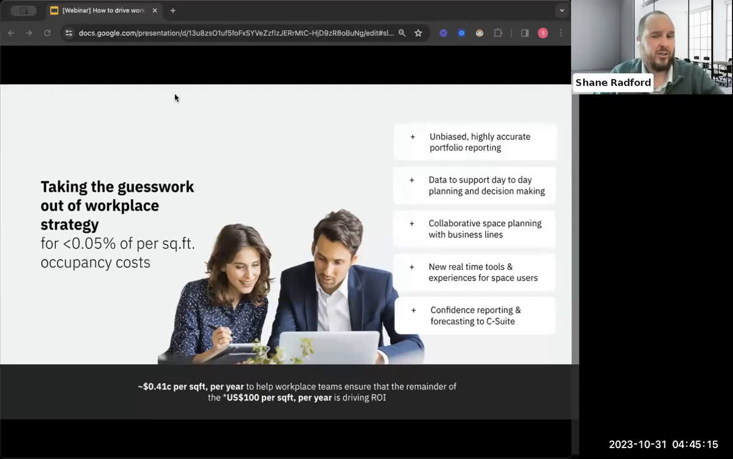For a small cost per square foot, you can help your workplace teams ensure that real estate is working for you. Getting down to brass tacks, for about 41 cents, and that's US dollars I'm talking here, per square foot, per year, you can ensure that you're driving ROI on your space and that you're providing a frictionless work experience for your employees.